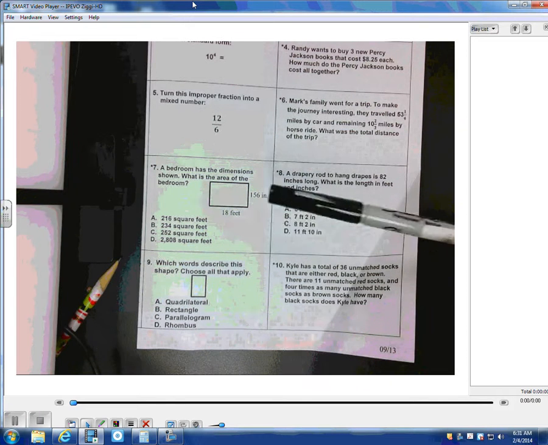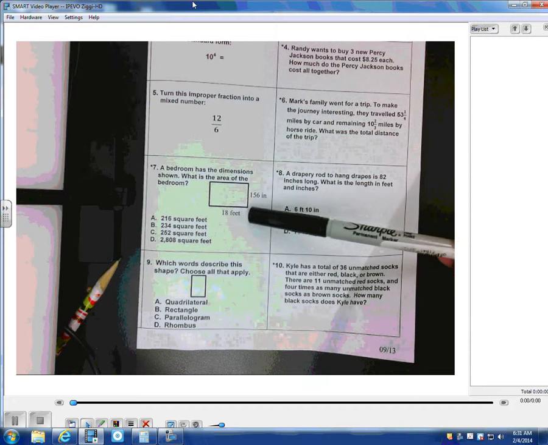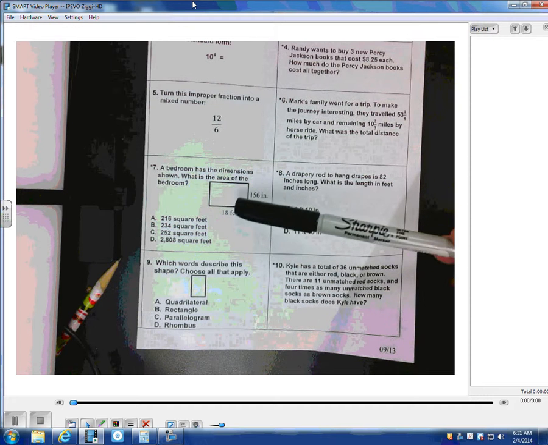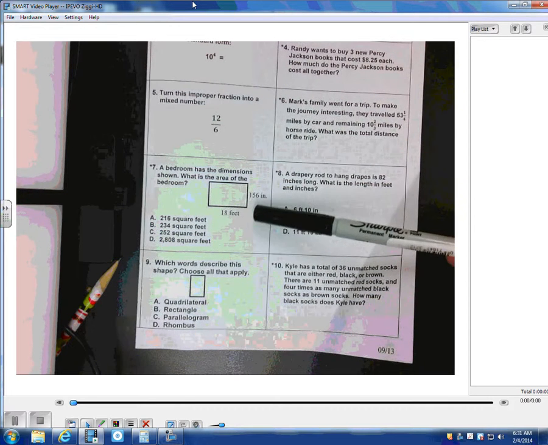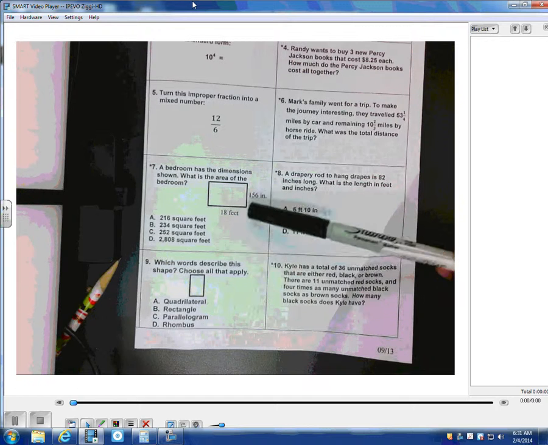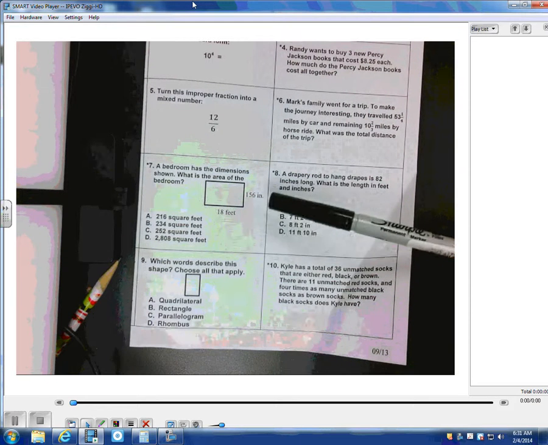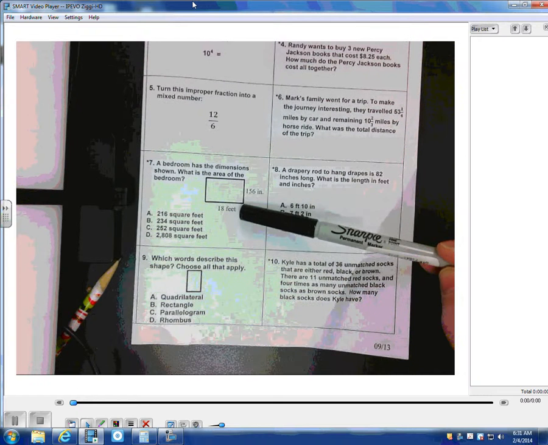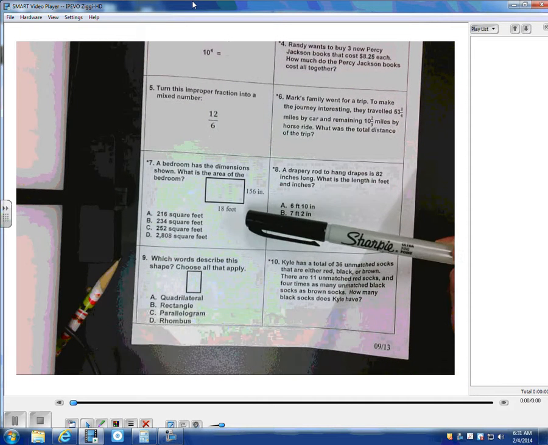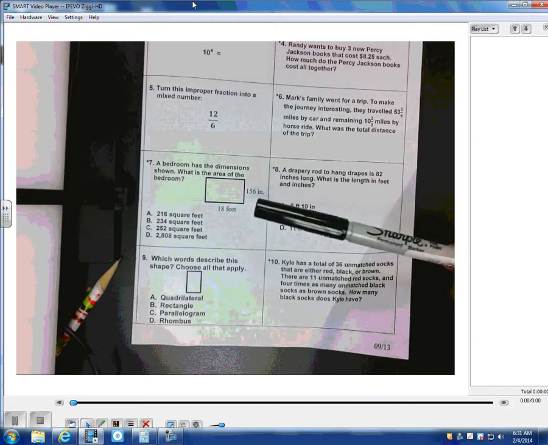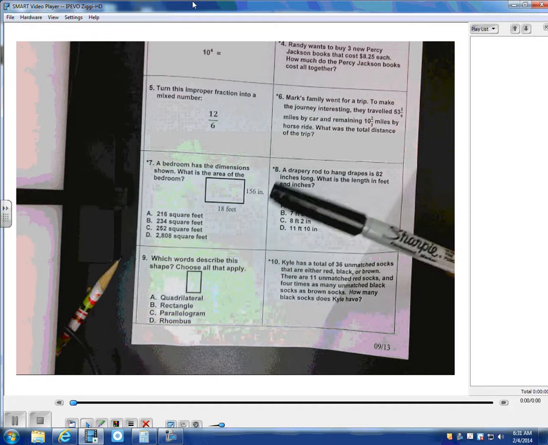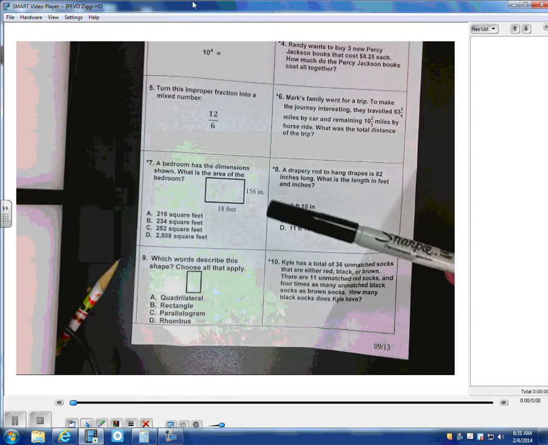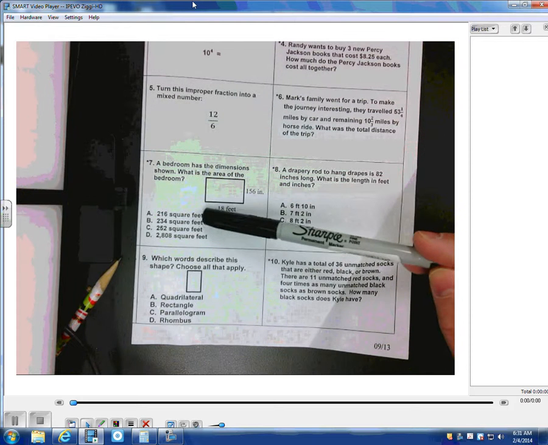Now, to find area is length times width, but we have to do something before that because we can't do that with those two numbers. We can't multiply these two numbers because they're in different units. This is inches, this is feet. So in order to solve this problem, we first must convert, we must have the same units. Okay, and if I look down my answers, they have it in square feet.